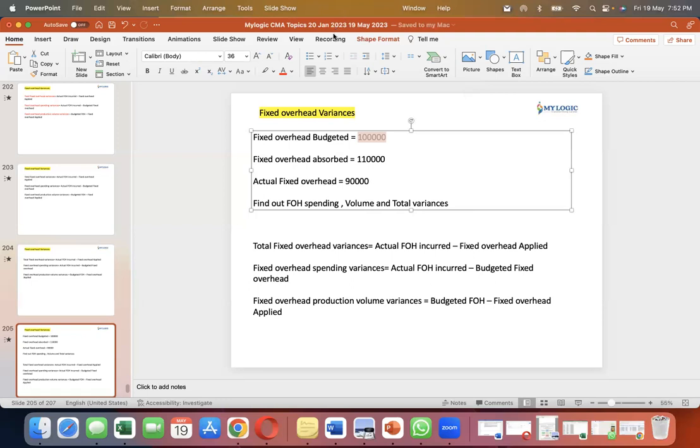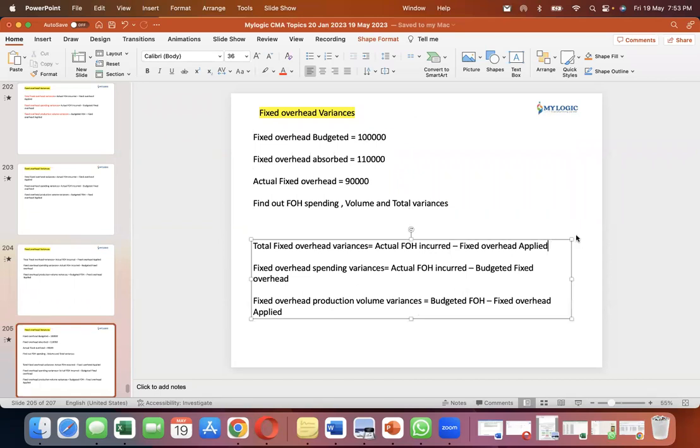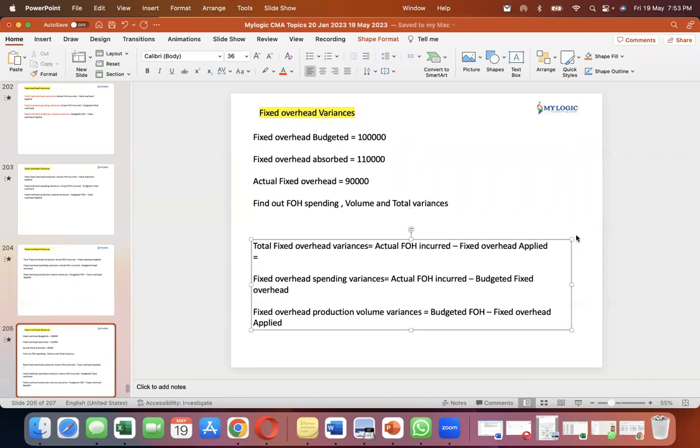So favorable or unfavorable? How do you calculate favorable and unfavorable? You should know that now. When you have something called absorbed, other things are okay. Budgeted and actual, you can write it, no problem. But when it comes to absorbed, how will you calculate? That's the question. I will explain this question, then I will explain the concept of absorbed also, favorable or unfavorable.